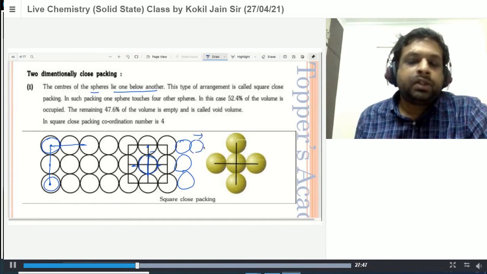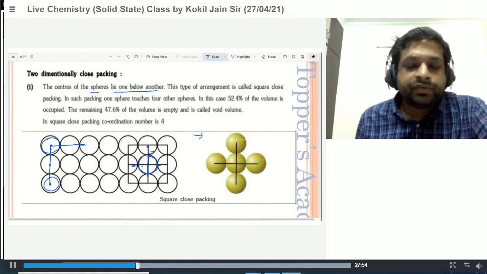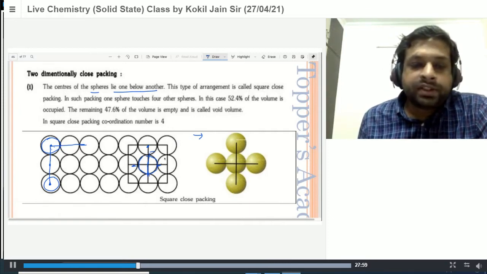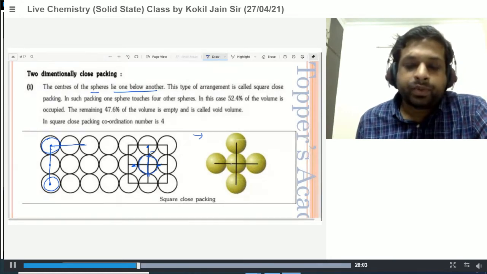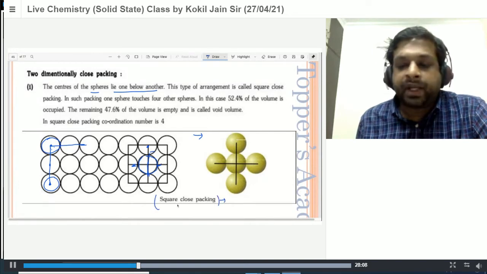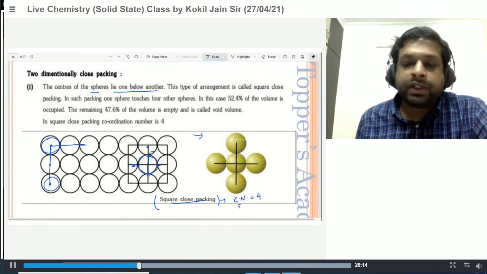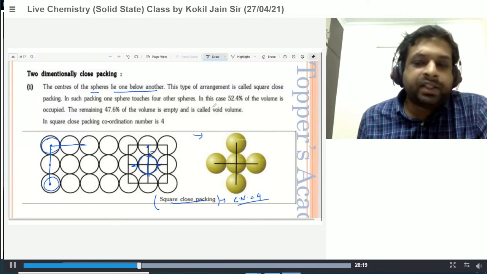Now let's see the next arrangement. In this arrangement, each sphere is touching four other spheres only. So we call it four nearest neighbors, and that's why we call it square close packing, the square close packing lattice. The coordination number here would be 4, since the nearest neighbors are 4 only.